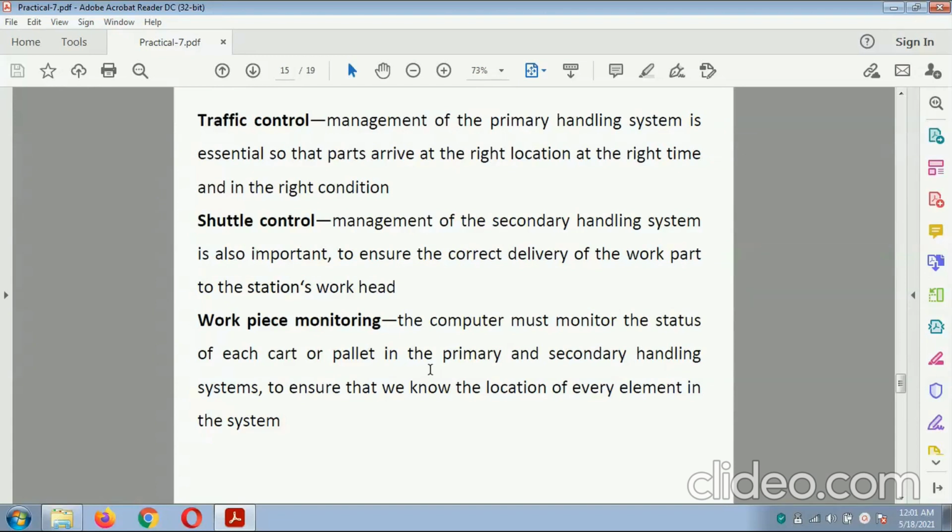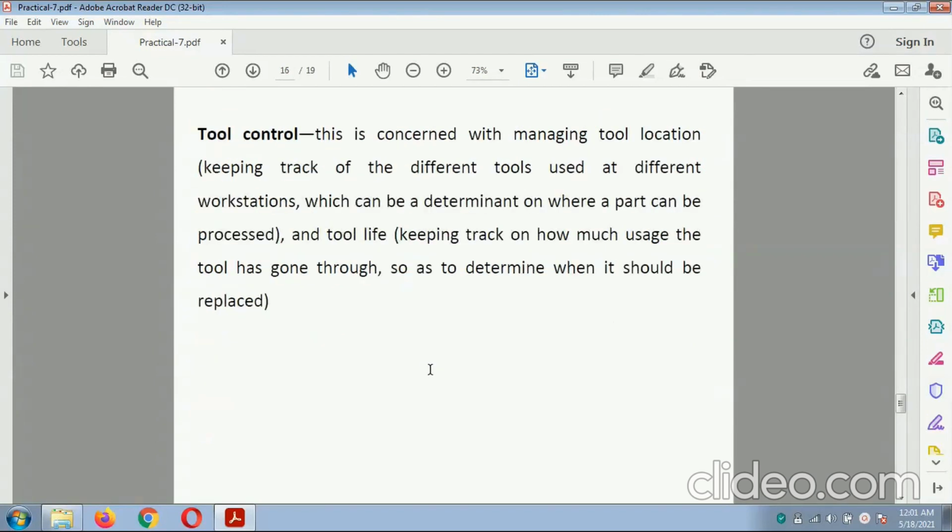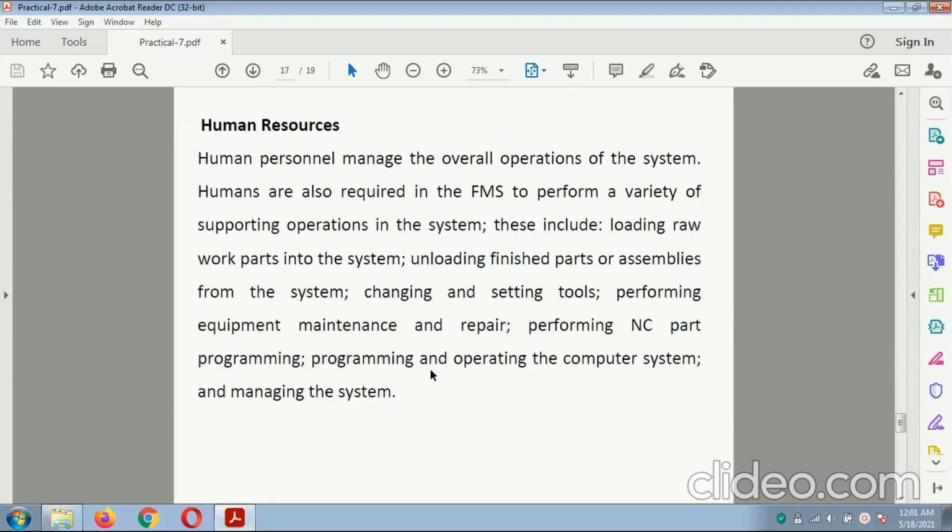Workpiece monitoring. The computer must monitor the status of each cart or pallet in the primary and secondary handling systems to ensure that we know the location of every element in the system. Tool control. This is concerned with managing the tool locations and keeping track of the different tools used at different workstations, which can determine whether the part can be processed. It increases the tool life and keeps track of when a tool should be replaced.